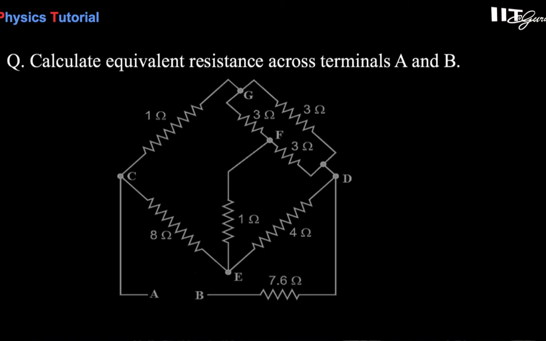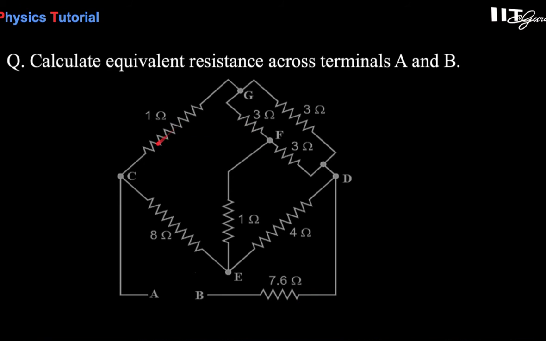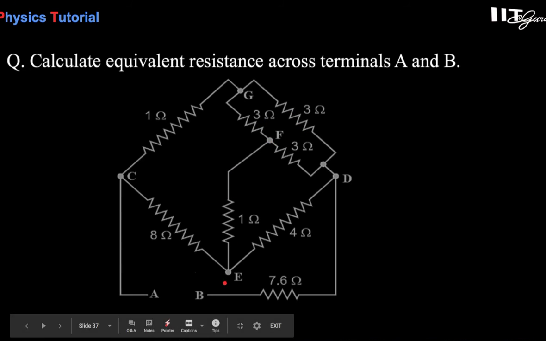Let's analyze the circuit. This is the point here. This is D. Between D and E, that is 4 ohm. Between C and E, that is 8 ohm. Another one, that is 7.6 ohm resistance. And here there is a 1 ohm. And here this one is 3, but here the problem arises that F is connected with this point. So how does this work? Let's see.